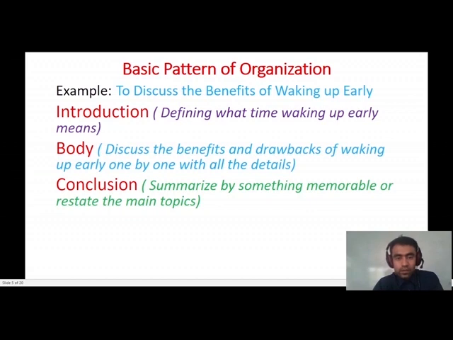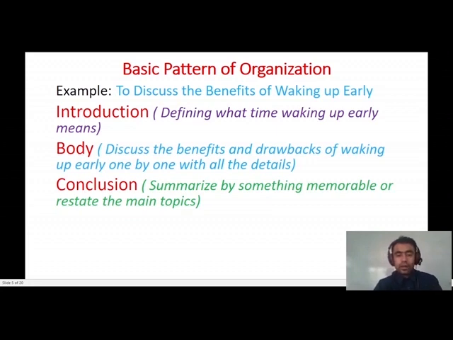In the introduction of this topic, you are going to define what waking up early means, like what specific time you consider as waking early. So what do you mean by the word early? You are going to give an introduction here. In the body of such kind of writing, you are going to talk about the benefits and drawbacks of waking up early one by one, with all the details and explanations.